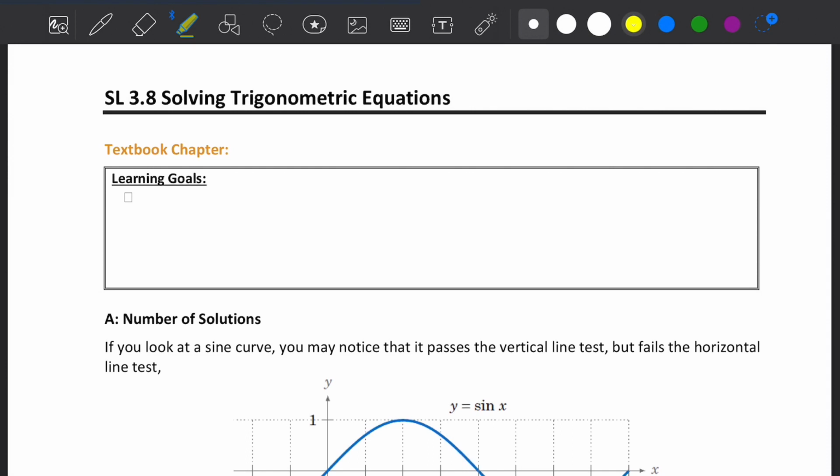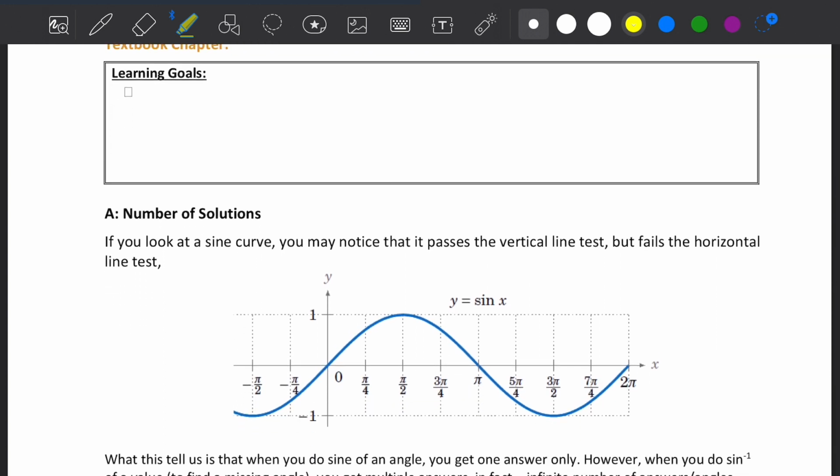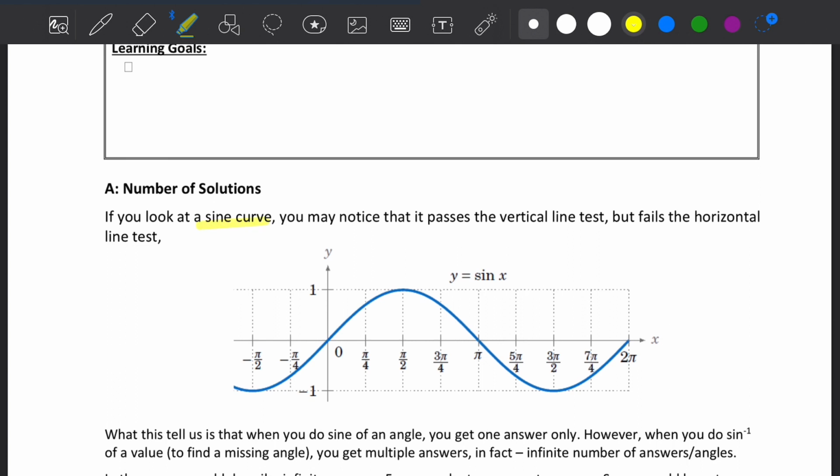Section 3.8, solving trigonometric equations. The purpose of solving a trigonometric equation is to find the solutions. If you look at a sine curve here, you may notice that it passes the vertical line test. However, it fails the horizontal line test, right?